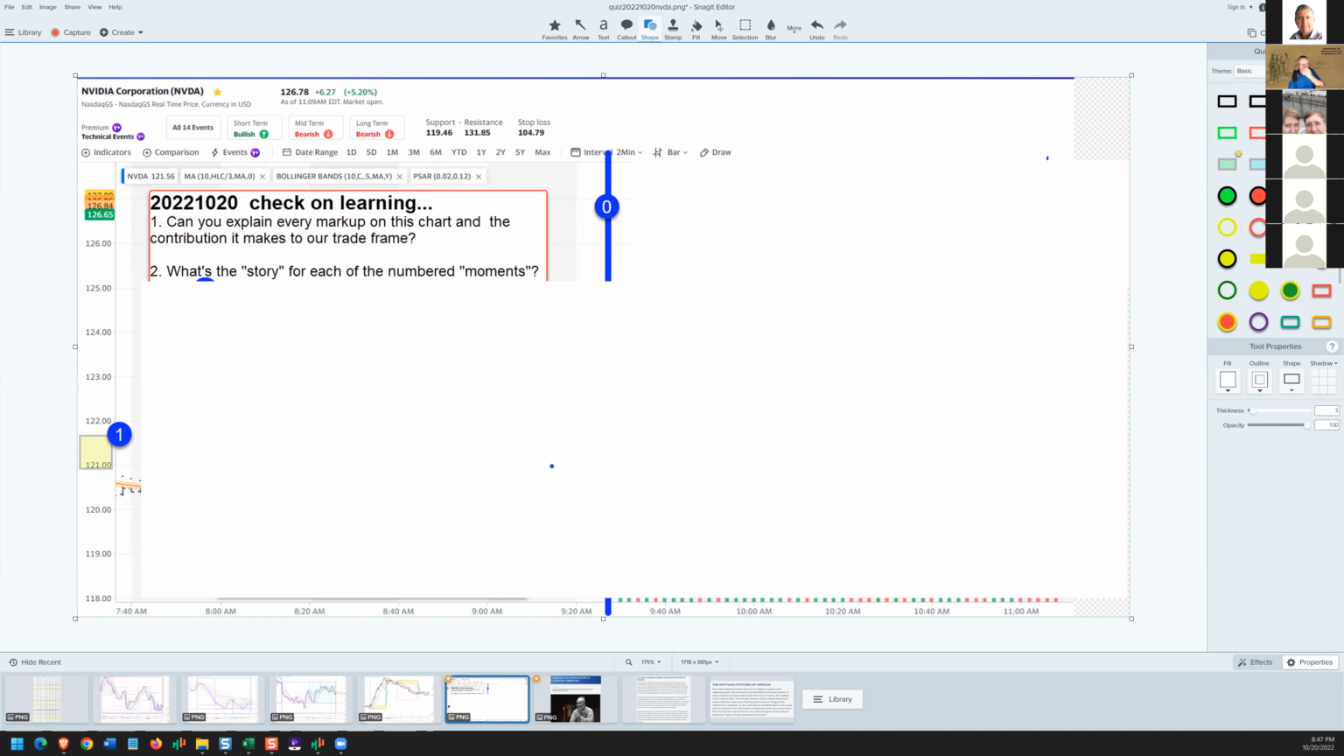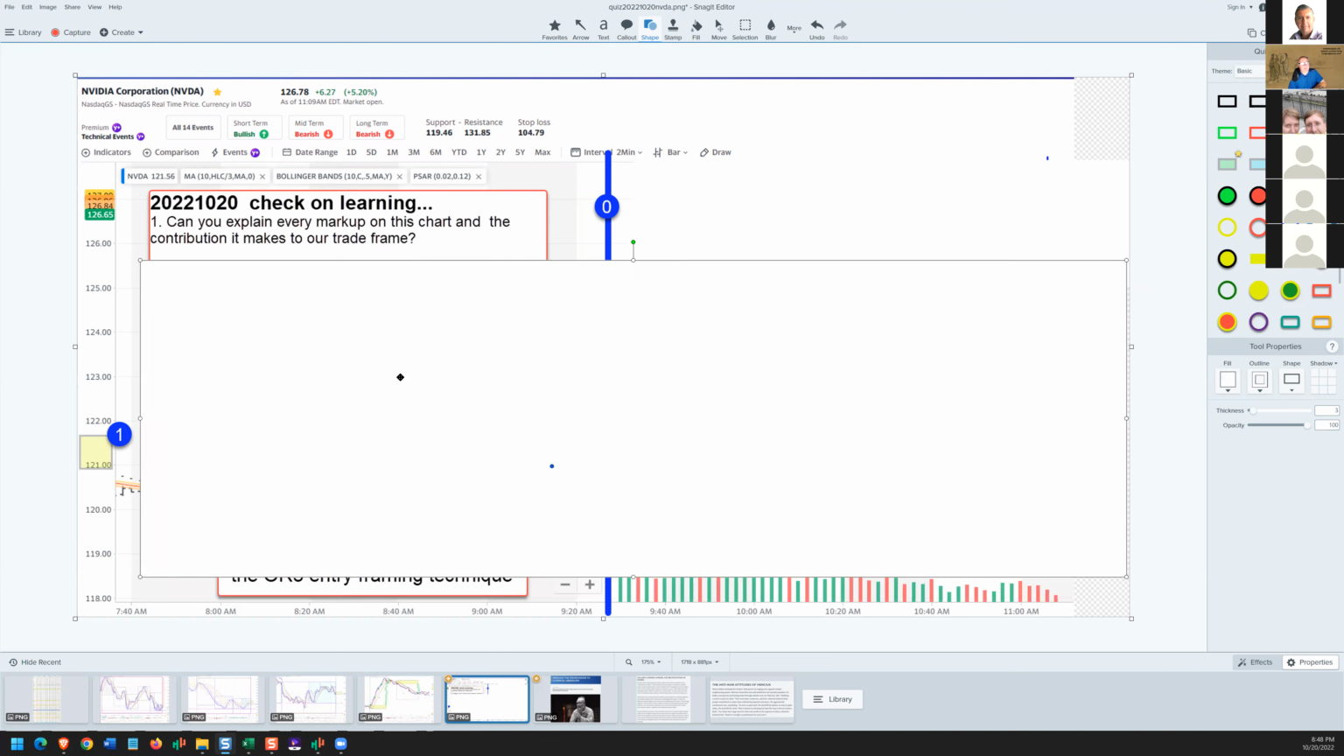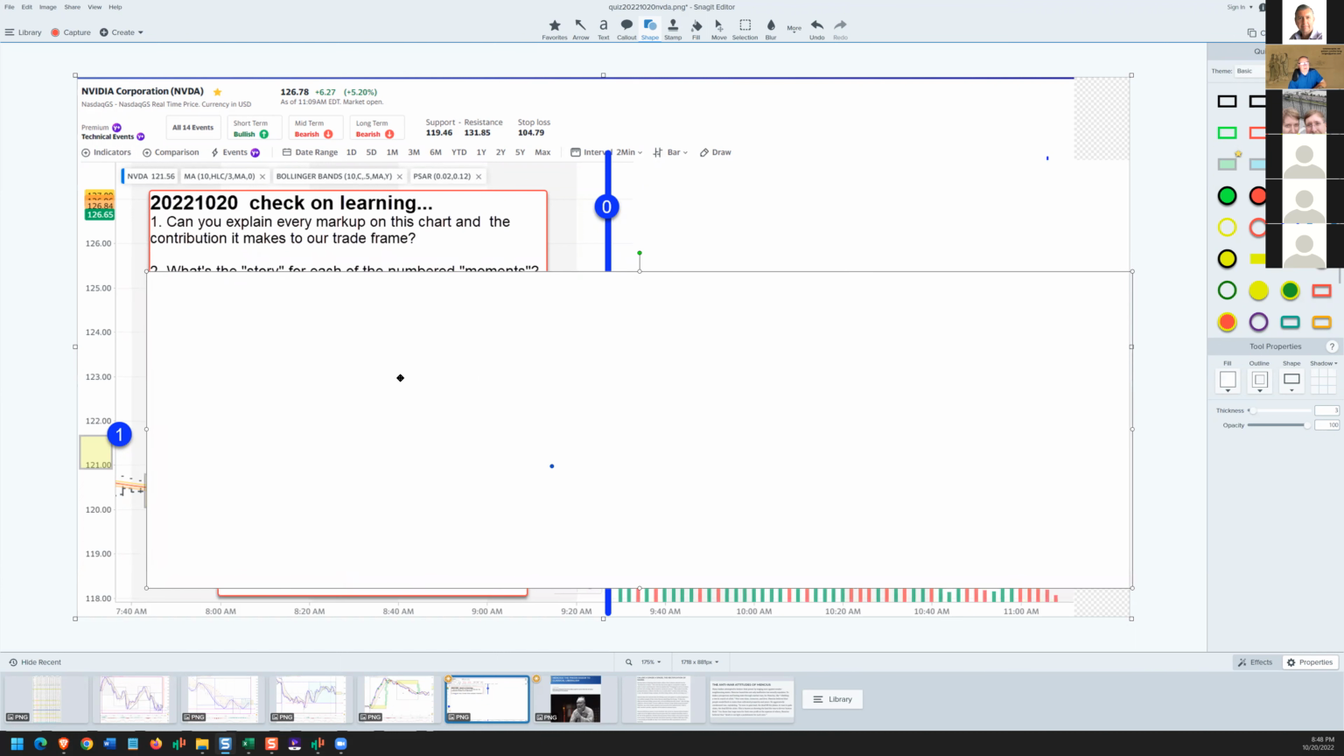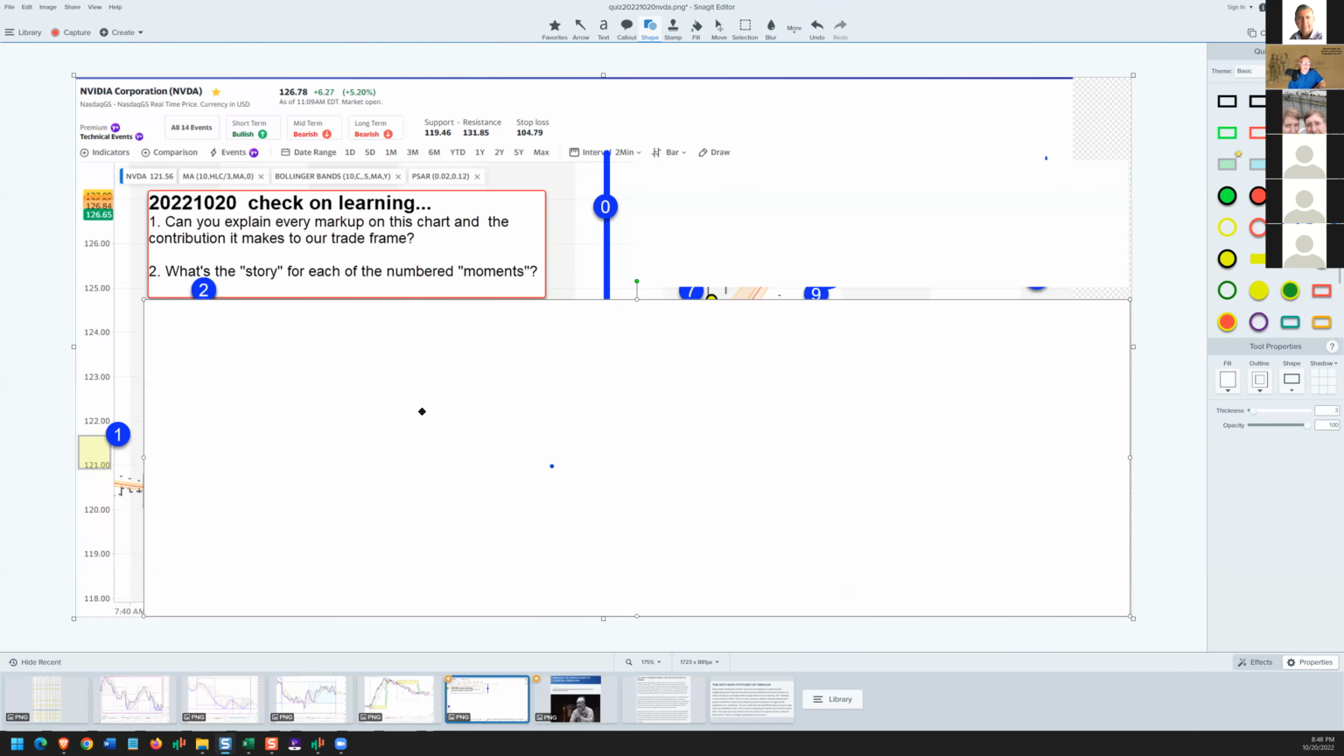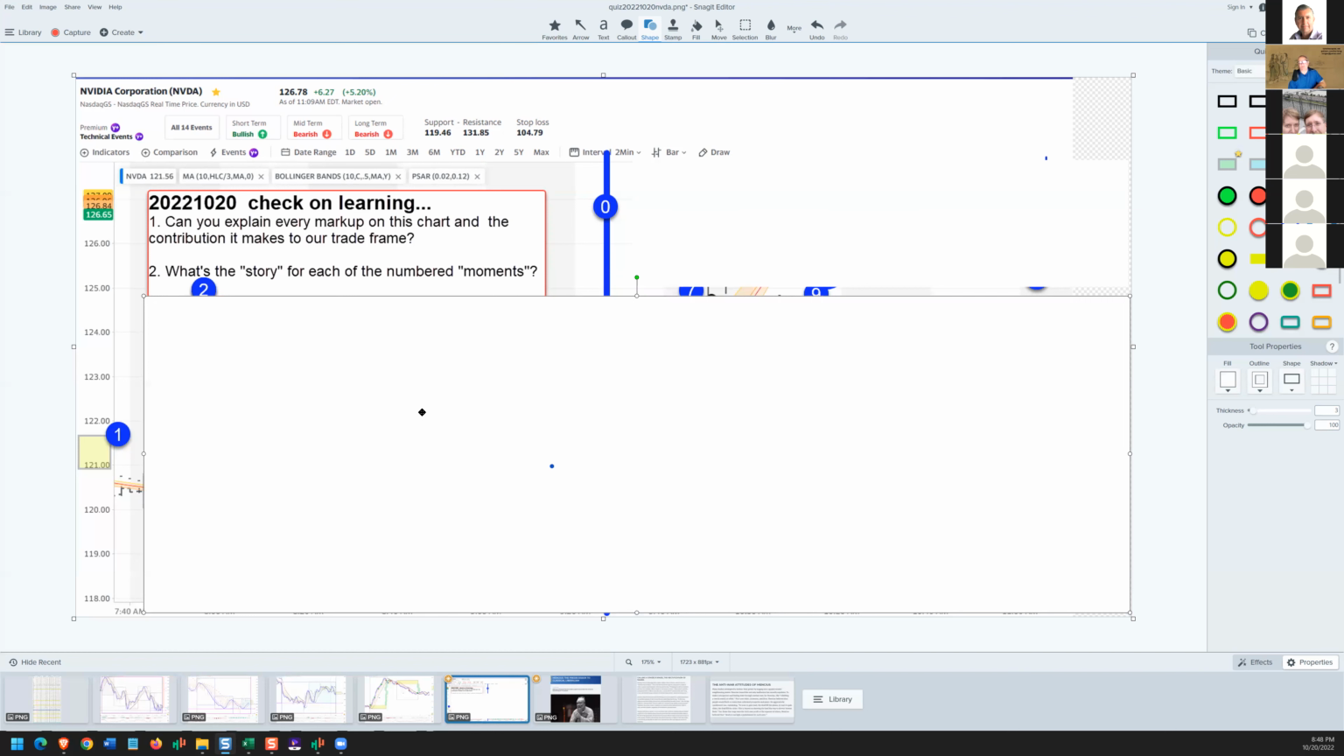We're going to start with a quick check on learning and quiz. I'm going to go through the numbered entries here, and you should be able to explain every markup that I have on the chart and how each of the markups and the indicators contribute to our trade frames. And you should be able to name, explain, and demonstrate what those circles are referring to.